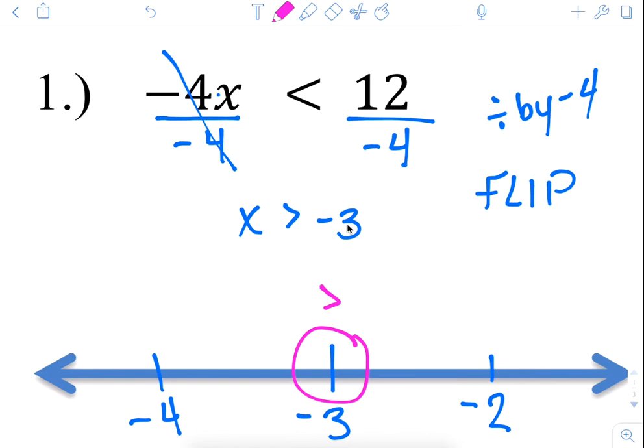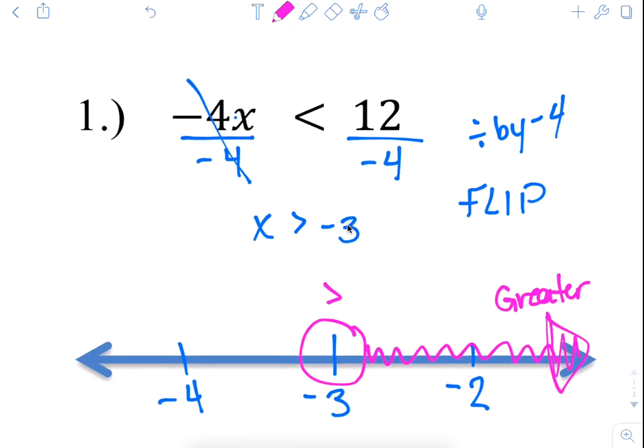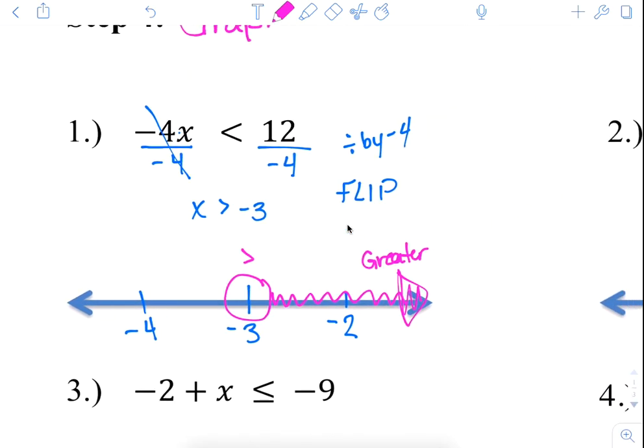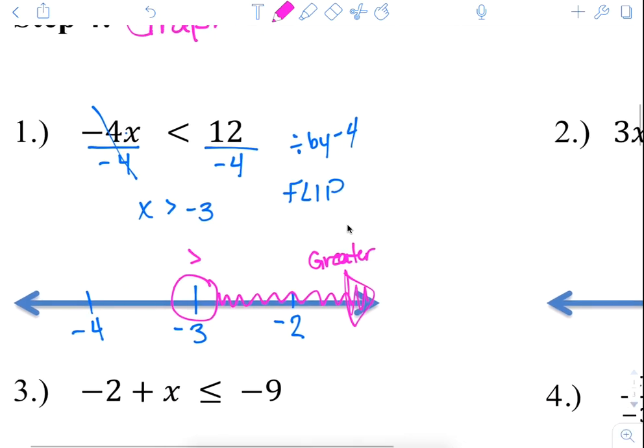And if I'm going to be greater, which way am I going to shade? To the right. So all these numbers, make yourself a note, we are going greater. Greater than the -3. Okay? All right, let's go to number 2.